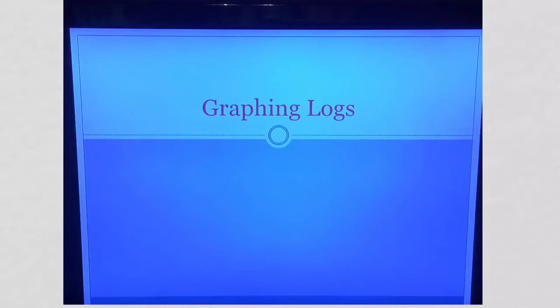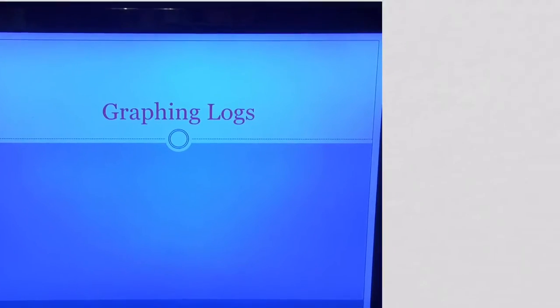Welcome to Graphing Logs. Remember yesterday we talked about that logs are the inverse of exponentials. So today we're going to talk about and compare graphing logs to graphing exponentials.